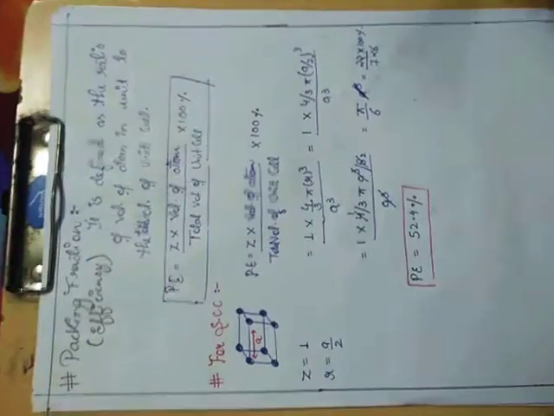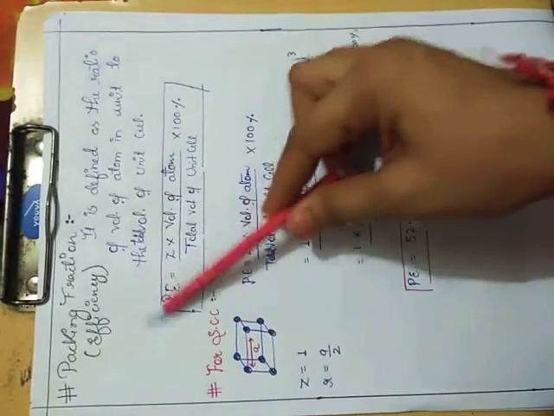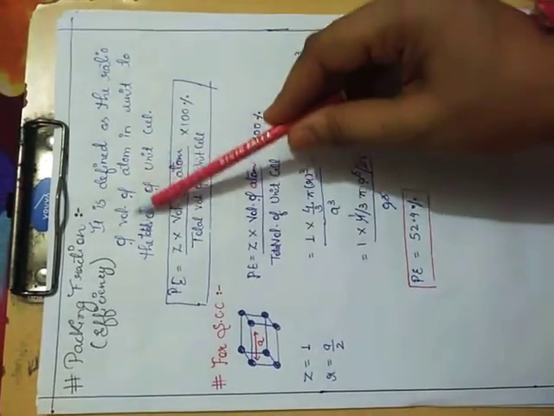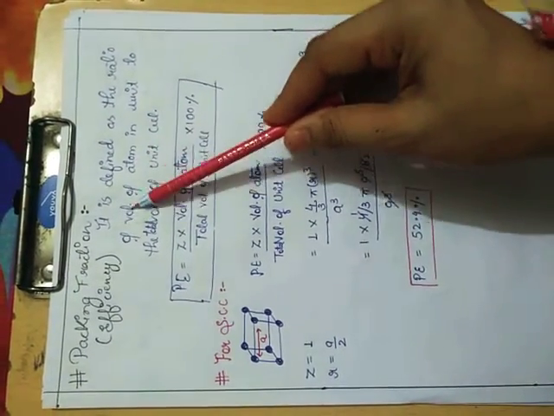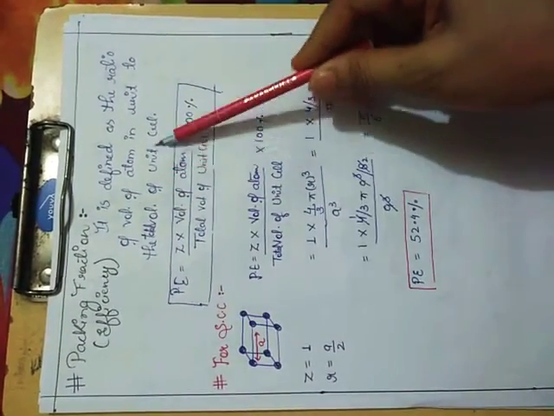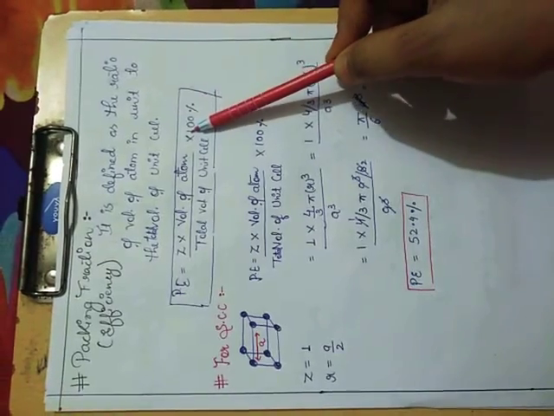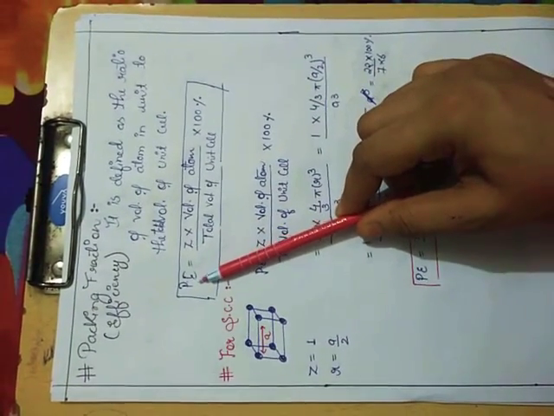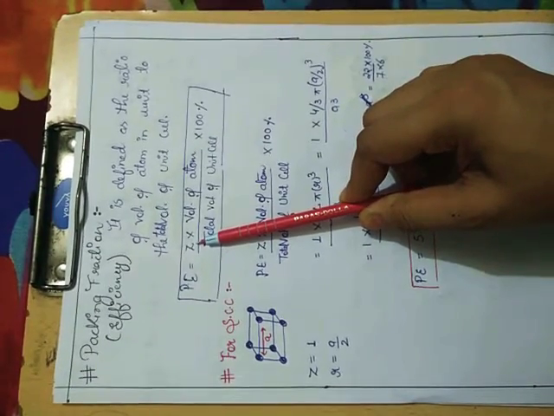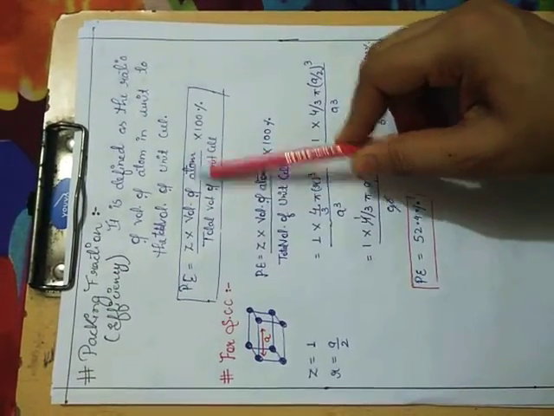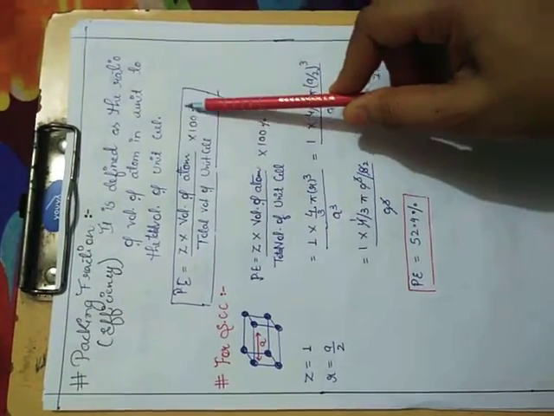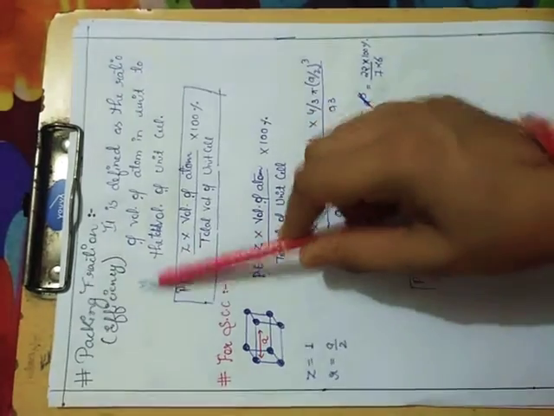The name of the topic is packing fraction or packing efficiency. This packing efficiency tells us how many atoms could be accommodated in a unit cell. It is defined as the ratio of the total volume of atoms in the unit cell to the total volume of the unit cell. So we get this formula: PE, packing efficiency, equals Z, the number of atoms in a unit cell, times the volume of an atom, divided by the total volume of the unit cell, into 100. This is a percent because we are calculating efficiency.